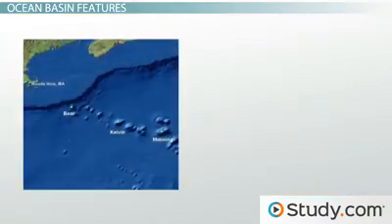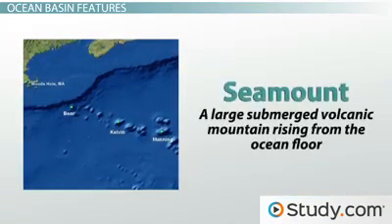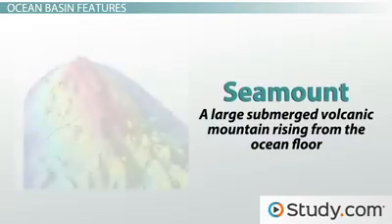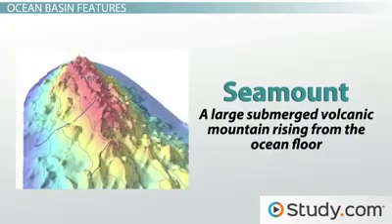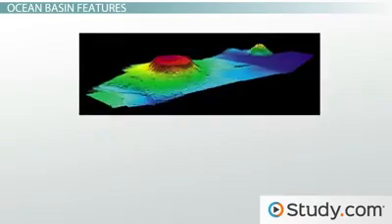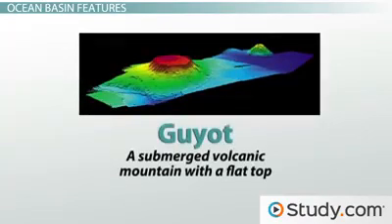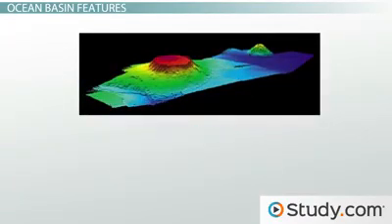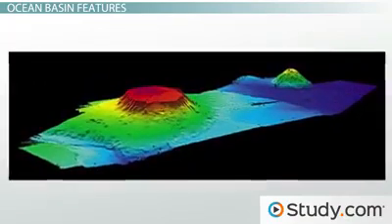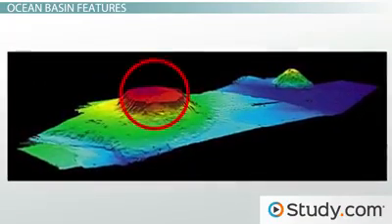A seamount is a large submerged volcanic mountain rising from the ocean floor. Seamounts can be very large, reaching heights of up to 10,000 feet, yet they remain submerged under the surface of the water. A guyot is similar to a seamount, but it is a submerged volcanic mountain with a flat top. Guyots receive their flat top after years of erosion caused by waves and other erosive processes.